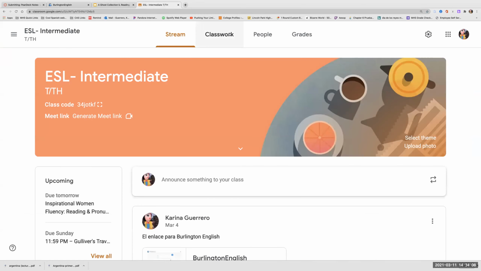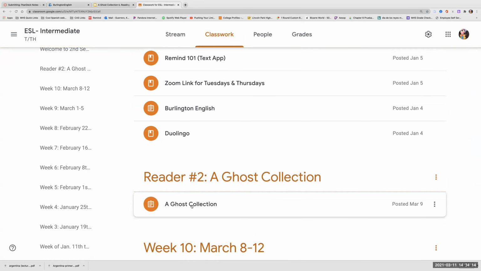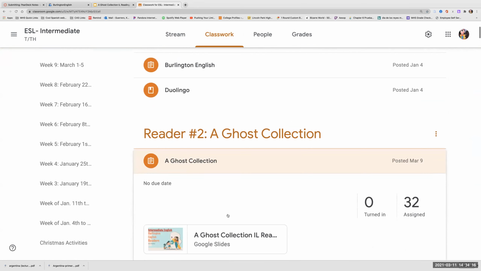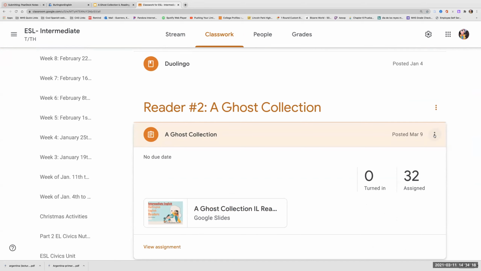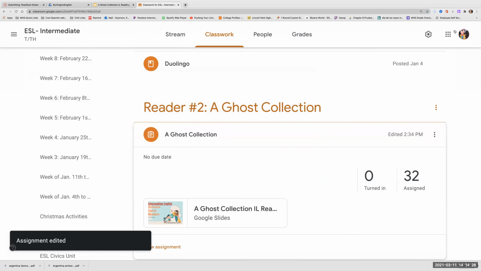So what we're going to do is go to classwork tonight. In classwork, reader number 2, a ghost collection. Everyone, you're able to do these questions. Let me make sure that you all have a copy. So when it says each student will get a copy, it means that you can write on the presentation. This is your own individual copy.